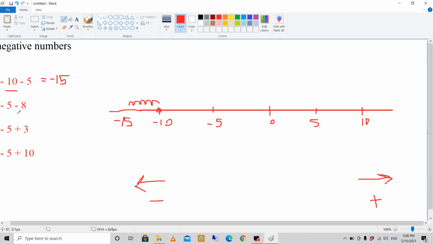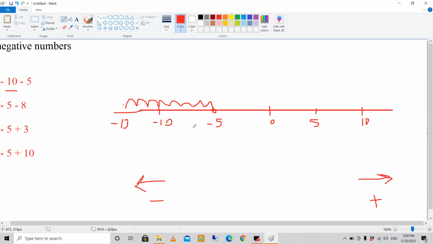The next question is -5 -8. So we are currently at this spot, -5, and we have to subtract 8 from it. So we will take 8 steps towards the left side: -6, -7, -8, -9, -10, -11, -12, and -13. So we get -13.